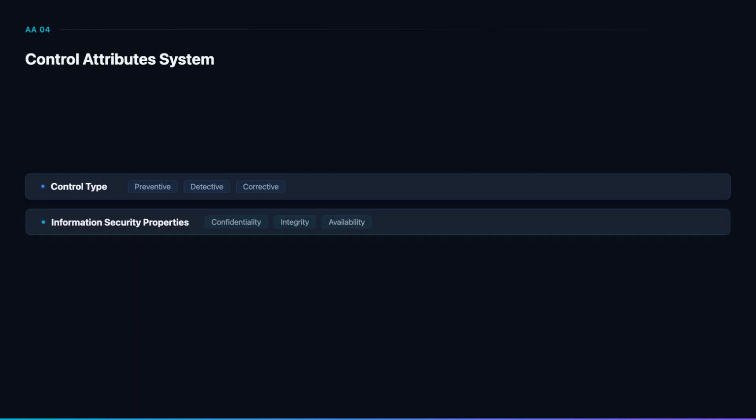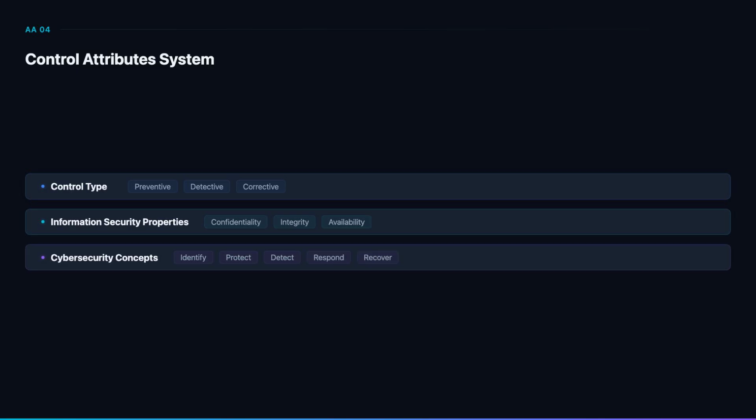The security properties attribute maps each control to the CIA triad dimensions it protects. Access controls primarily protect confidentiality. Backup controls protect availability. Checksums protect integrity. This mapping helps you ensure that all three properties are adequately addressed for each information asset in your scope.